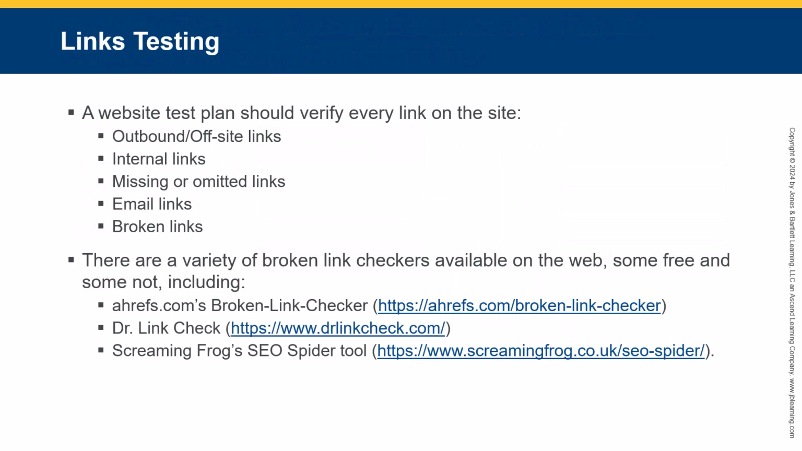So link testing. This is basically where you plan to test all the links on the site. Outbound, off-site links, internal links. You want to make sure there's no missing or omitted links, email links, or even broken links. There's a variety of broken link checkers that are out there, and here's a list of a few. But the big thing here is making sure that you at least check.